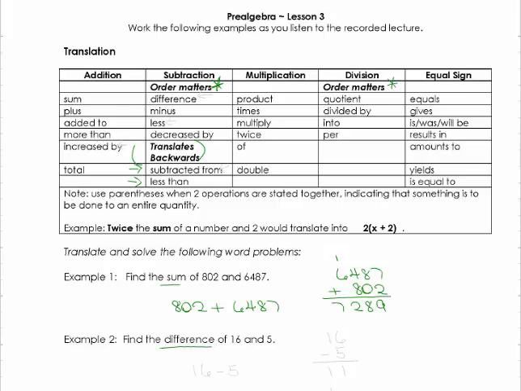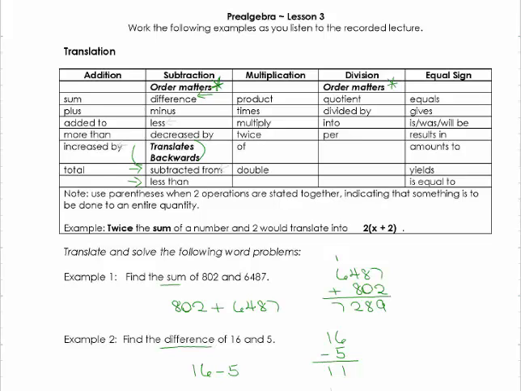Example number 2 says find the difference. If you look at your chart above, you'll see that difference means subtraction. It is not translated backwards, so we're going to use the same order that we have in the sentence. We're going to say 16 minus 5. And of course, we would once again do our work vertically. 16 minus 5, 6 minus 5 is 1, and then I bring down the 1 in the tens place. The answer is 11.